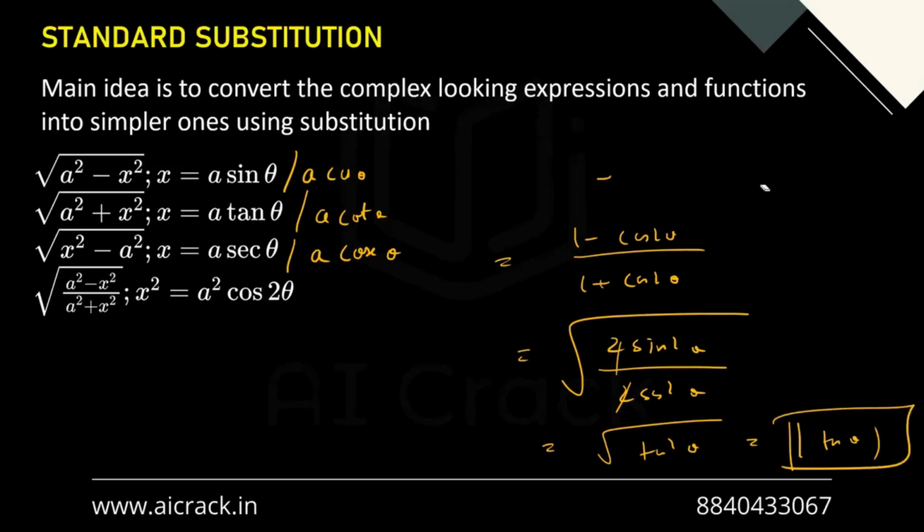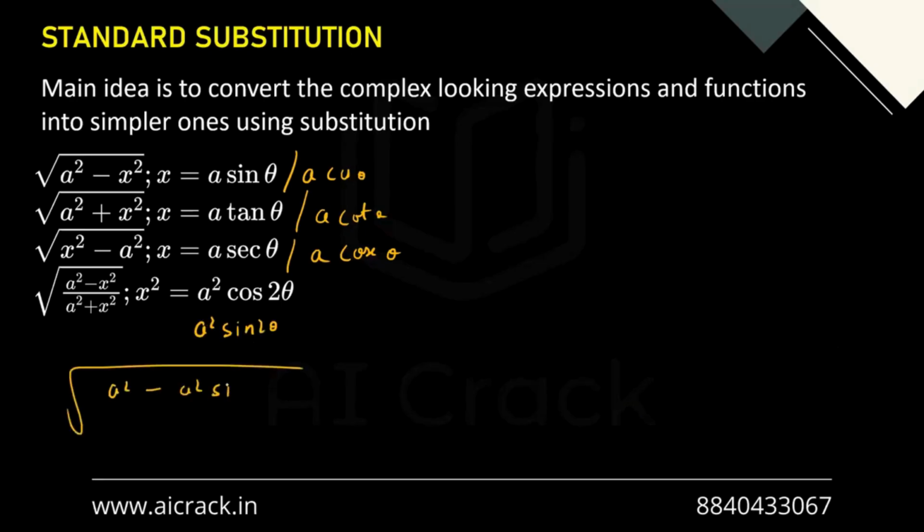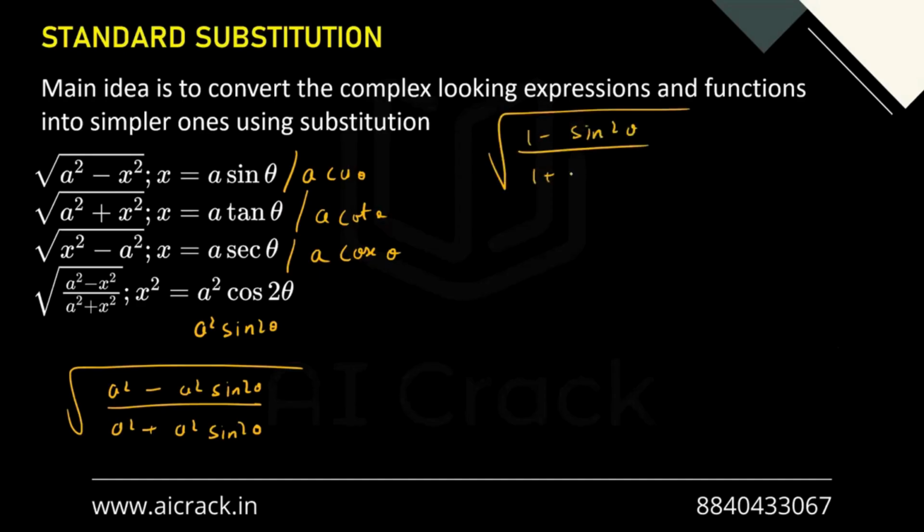Now let's use the other case. The other case is a square sine 2 theta, right? So we have a square minus a square sine 2 theta upon a square plus a square sine 2 theta. Now a square gets cancelled out from both numerator and denominator, right? So we'll be getting 1 minus sine 2 theta upon 1 plus sine 2 theta, right?